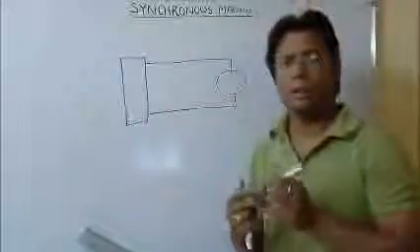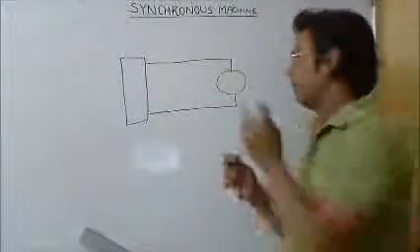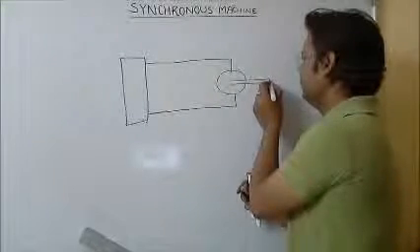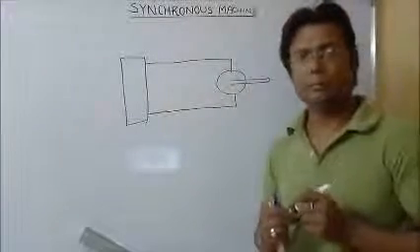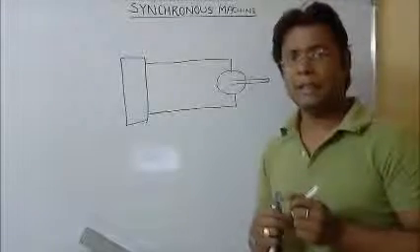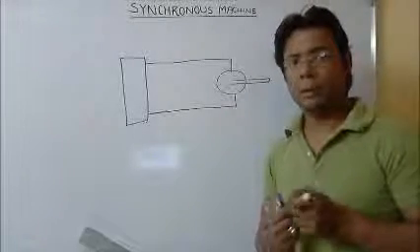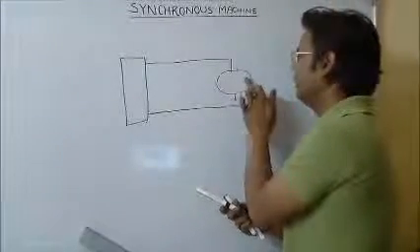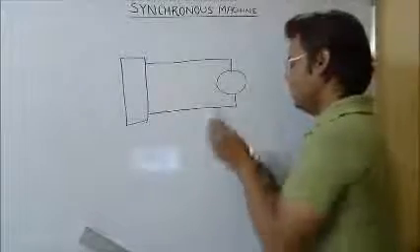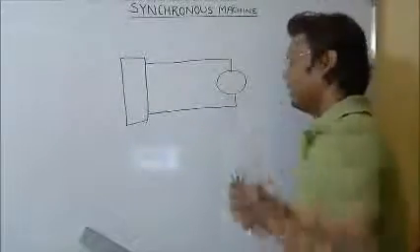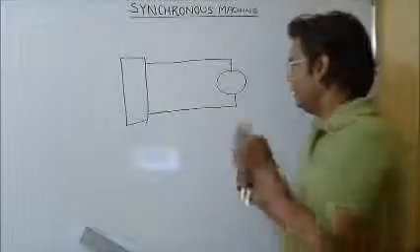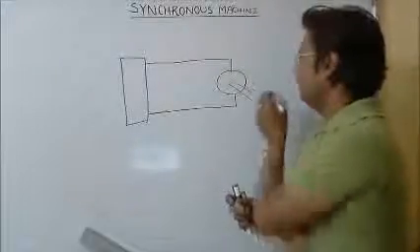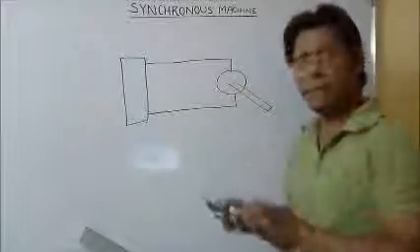Like this, and this synchronous machine is coupled to a DC generator, which is mounted on the shaft only. So I can remove this shaft right now, and I can have this shaft over here, and I can have the field windings separately over here.